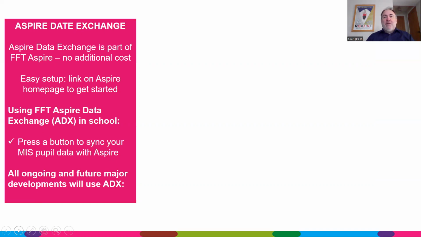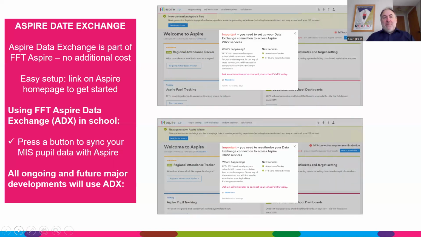So we're not relying on waiting for updates from the DFE or anything such as that. It means that you can keep leavers, joiners, etc. up to date and on your system. It's a really key part of all our developments here at FFT. So regardless of Attendance Tracker, any other of our big developments is going to really rely on Aspire Data Exchange. So it's really important if you haven't set it up that you do so. It's a really quick way of doing it.